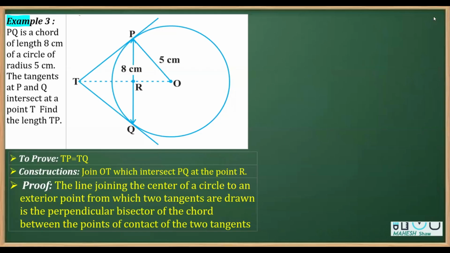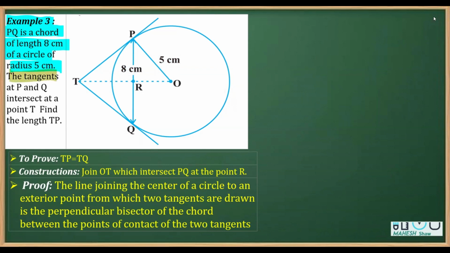This is example number 3 from the exercise textbook. What is given here is that PQ is a chord whose length is 8. So we can see that this is PQ, the chord, and the length is 8, of a circle whose radius is mentioned as 5 centimeter.